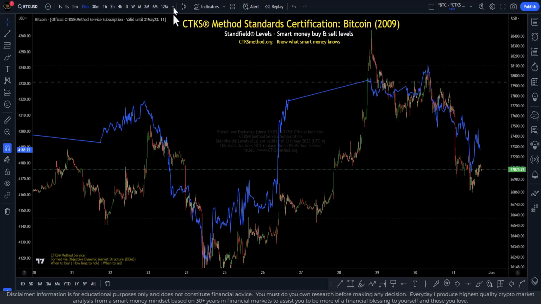I've just overlaid the S&P 500 futures. Do you notice an association between the S&P 500 futures and Bitcoin? Yes, there is definitely one there. Please let me know in the comments.